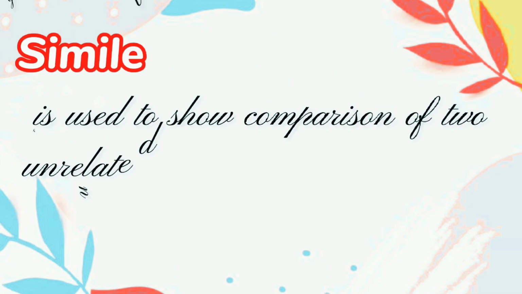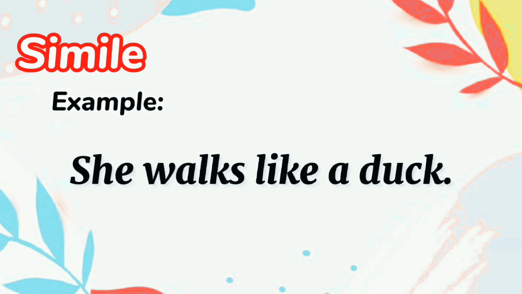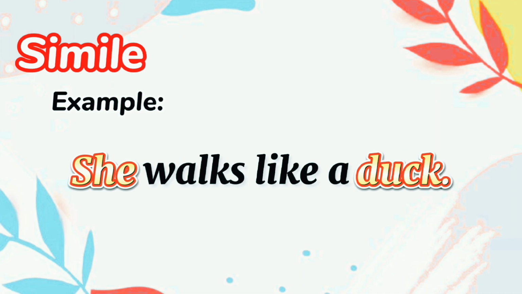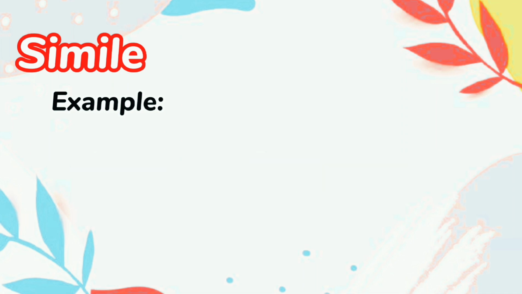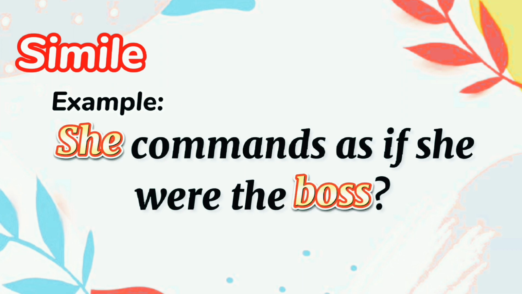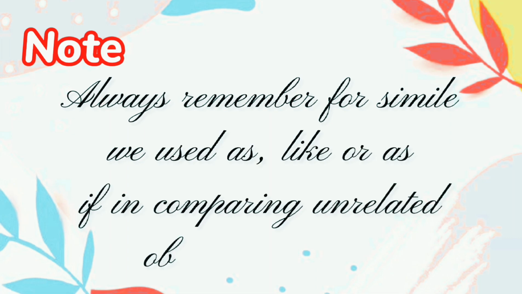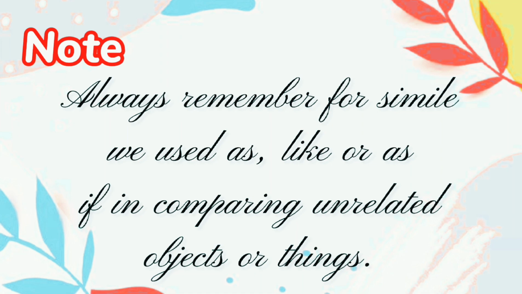Simile. Simile is used to show comparison of two unrelated things with the use of as, like, or as if. For example, she walks like a dog. In the sentence, what are compared? She and dog, using like. Another example, she commands as if she were the boss. Who are compared? She and boss, using as if. Always remember for simile, we use as, like, or as if in comparing unrelated objects or things.